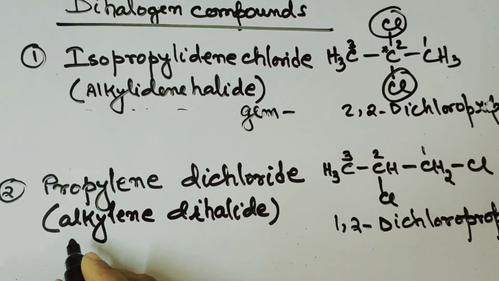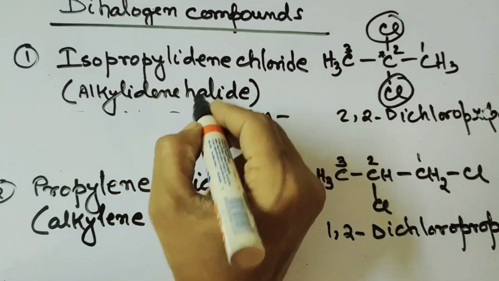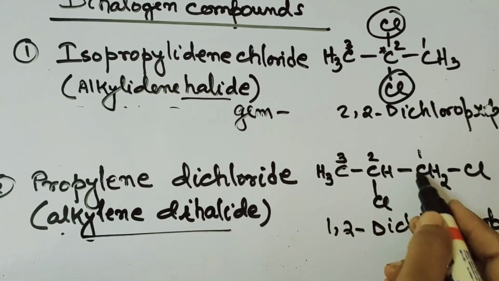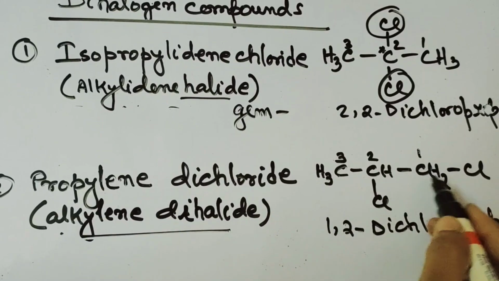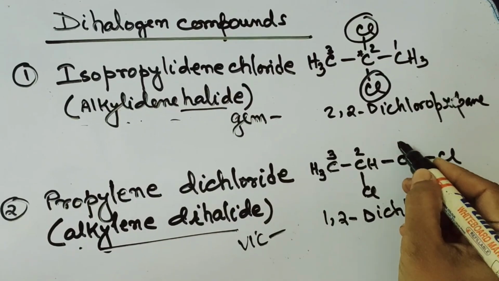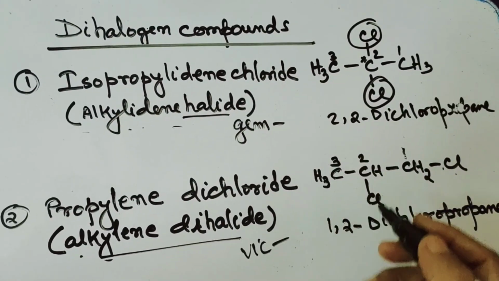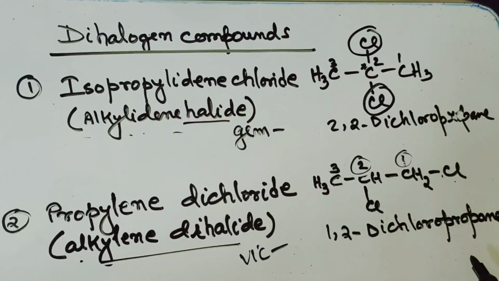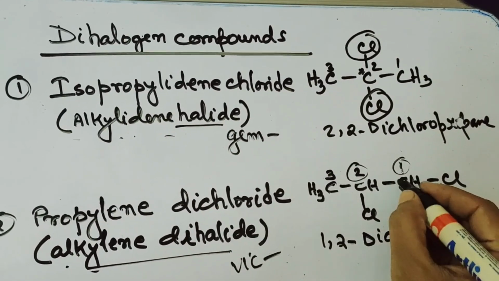The next example is alkylene dihalide, propylene dichloride. So this one is alkylene dihalide. In the propylene system there are 3 carbon atoms: meth, eth, prop. It is an alkylene dihalide, meaning vicinal. In this example of vicinal, the carbons are number 1 and 2. Whether I keep the Cl atom from the right-hand side or the left-hand side, it will be carbon number 1 and 2 only because there are in total 3 carbon atoms. As per IUPAC rules, I have to number from the carbon atom having Cl. So this is 1,2-dichloropropane.